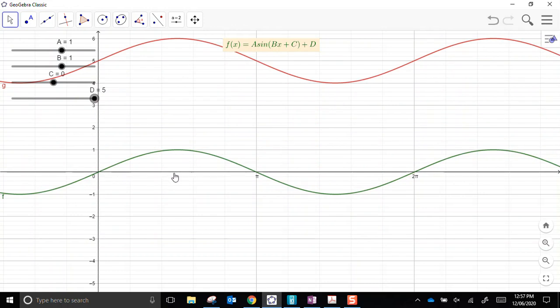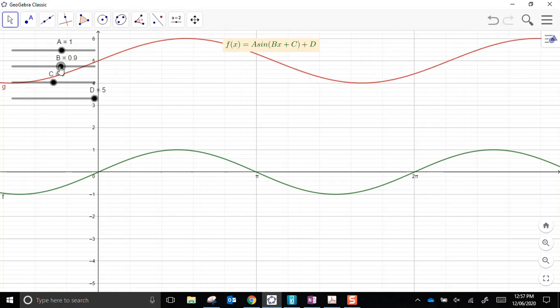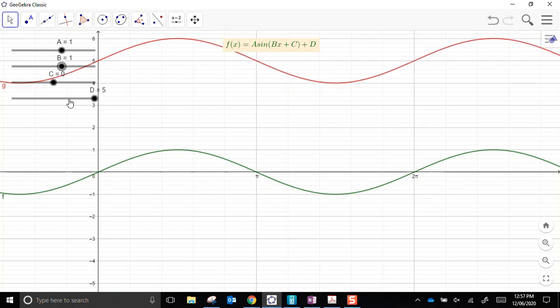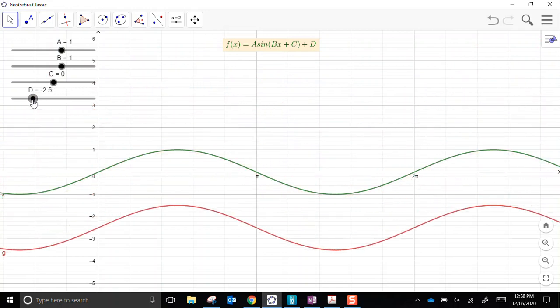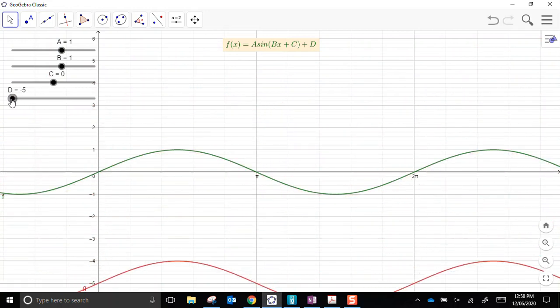Notice that my equilibrium position used to be here on the x-axis. My equilibrium position would now be running along here at the value y equals 5. Of course, sorry, I just grabbed the wrong one. I could also, of course, have a negative value for d. The vertical shift could be negative 5. So I've just slid the graph downwards there.